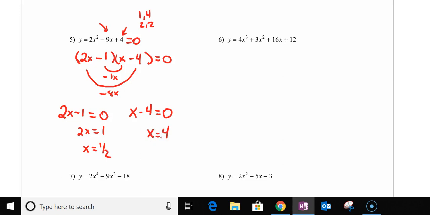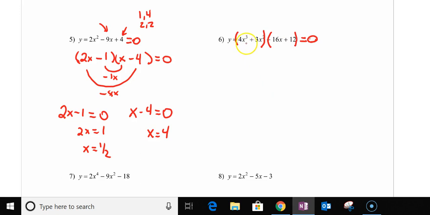Now I'm going to do one more with you. This one we can't factor. Number 6 is the one I'm looking at. If I set it equal to 0, I want to try and factor it, but it has a cube. And it also has 4 terms. So I can't factor it the way I did number 5. Instead, I'm going to do something called factoring by grouping. So I'm going to group the first 2 terms, and I'm going to group the last 2 terms, and I'm going to factor out something they have in common.